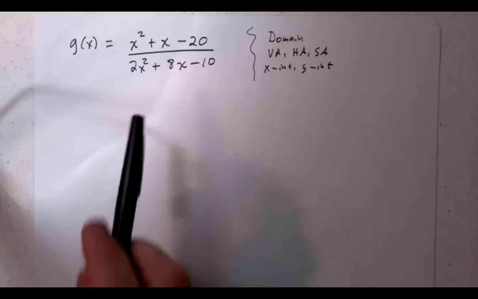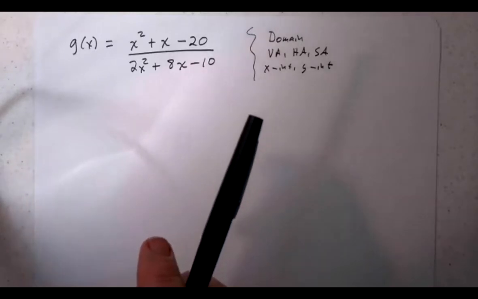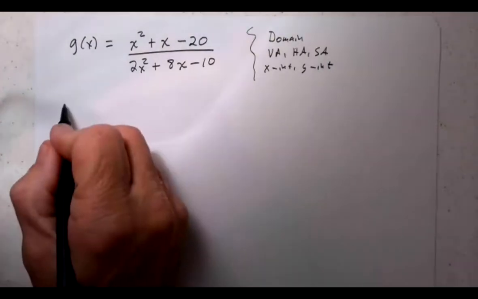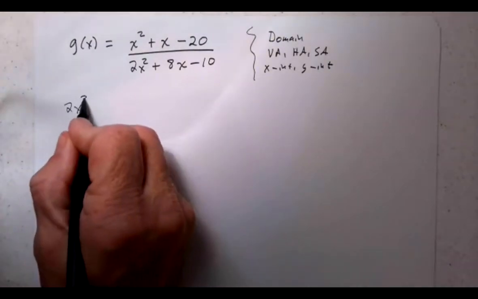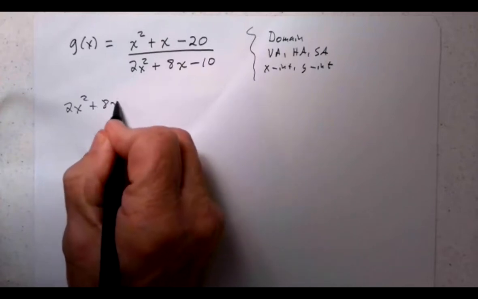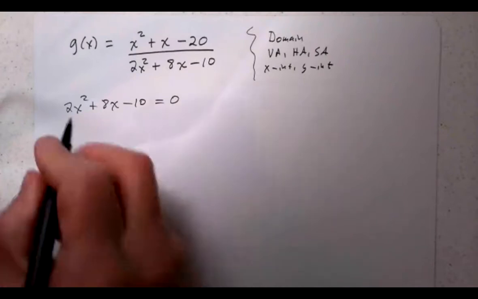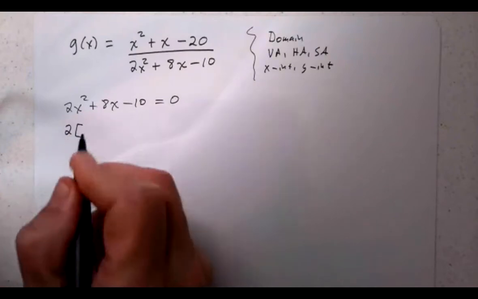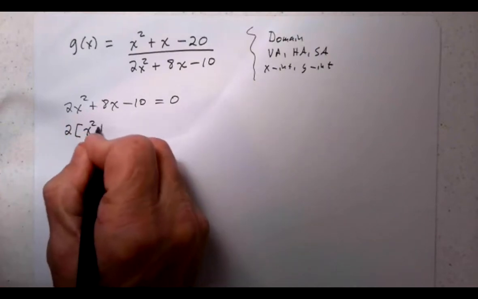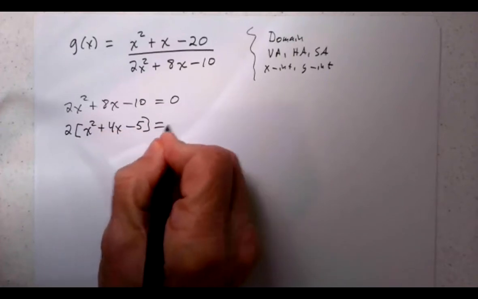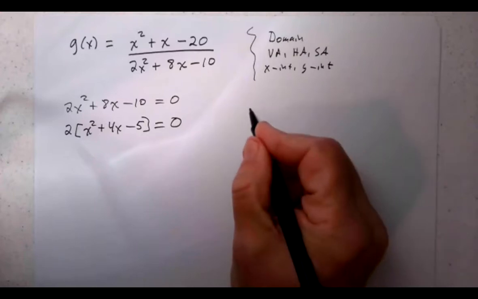So when is the denominator equal to 0? What I have downstairs is 2x squared plus 8x minus 10. That cannot be 0. So let's find out when it is 0. We first factor out the 2. I get 2 times x squared plus 4x minus 5 is 0. I need to factor that, so I will do that.